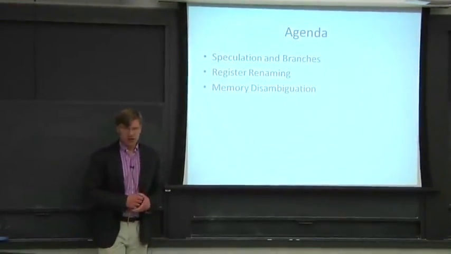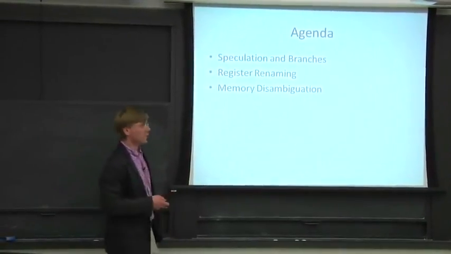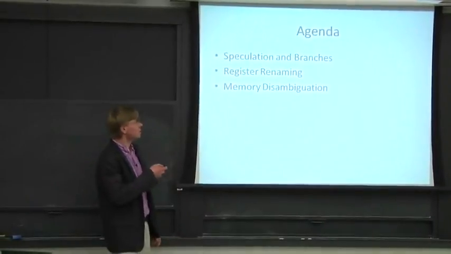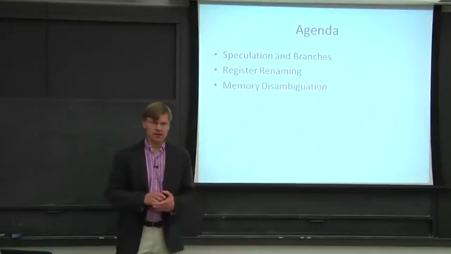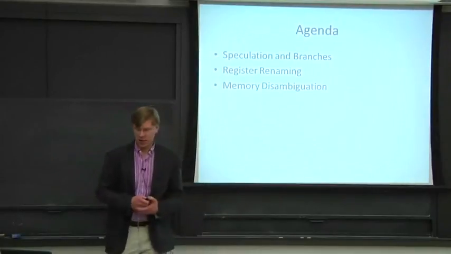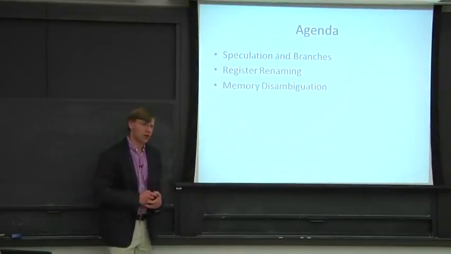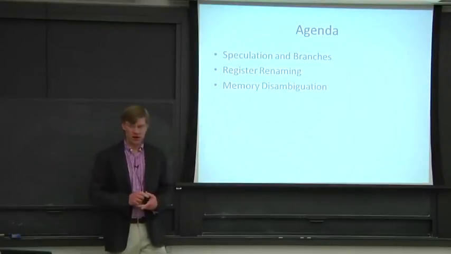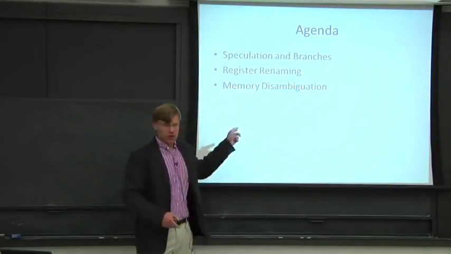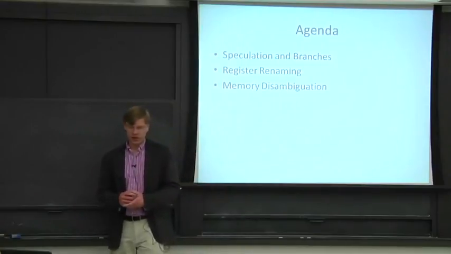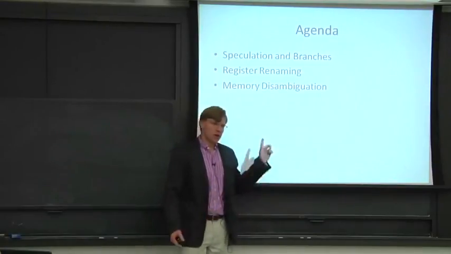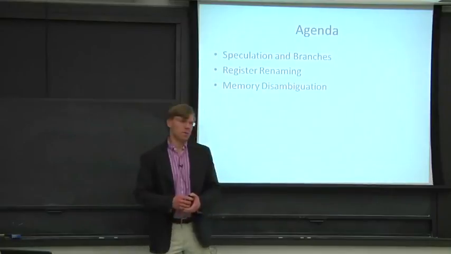So let's start off. So a little bit about what we're doing today. We're going to talk about speculation in branches. As I said, we're going to review about that, and then answer the question we had last time about what happens to the reorder buffer when you have a speculative branch and what are good strategies there. Then we're going to talk about register renaming and how to break write after write and write after read dependencies. And then we're going to talk about memory disambiguation if we have time.